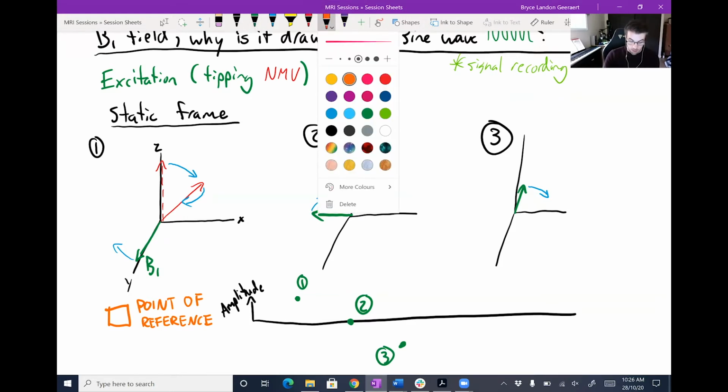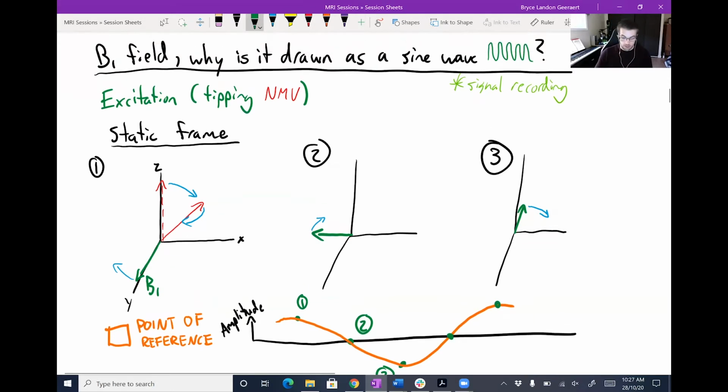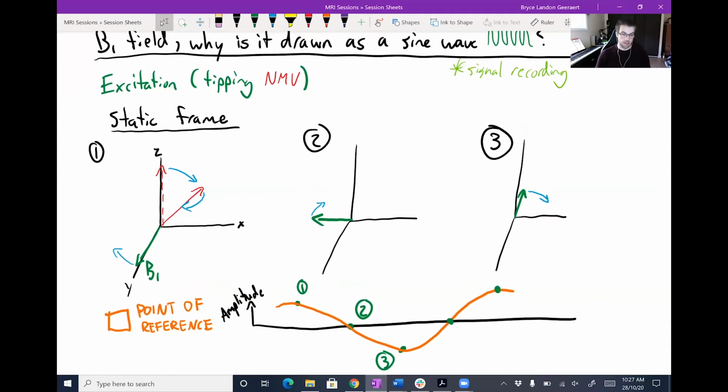But if we draw a line that's fitting these 3 points that I've just drawn here, it's going to look like a sine wave. And I'm just going to keep drawing it through some other imaginary points 4 and 5, where the B1 field continues to precess. So I'm drawing the B1 field as a sine wave because if you measure from a point of reference, that field is going to be varying because it's rotating with the NMV to cause that tipping to happen. So hopefully that makes sense. Maybe you guys already knew that, but I just wanted to make it really clear because it's something I glossed over a little bit.